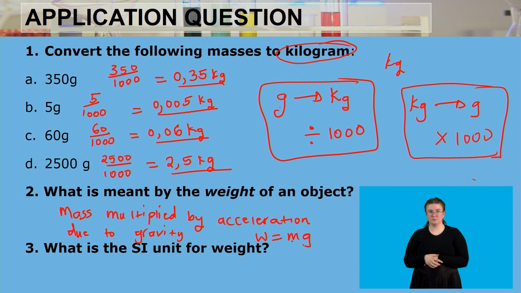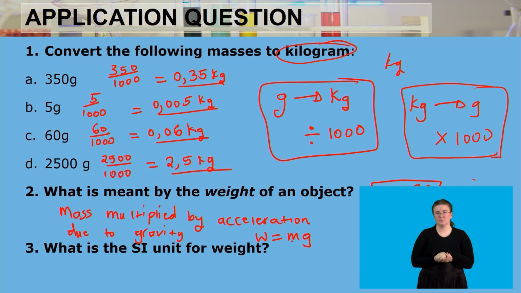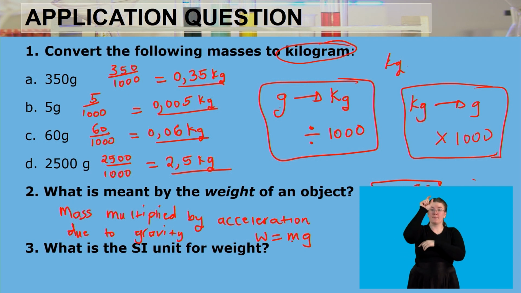Now on Earth, this acceleration due to gravity is equal to 9.8. And this is only unique to Earth. If you were to go to a different planet or go to the moon or go anywhere else outside of Earth, then that acceleration due to gravity is going to be different. It can either be smaller, it can be greater, depending on where you are. But on Earth, it is going to be 9.8.